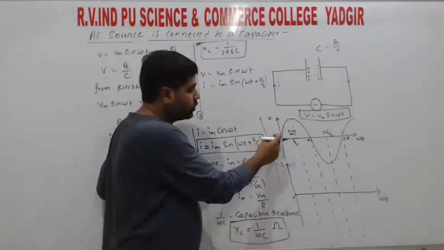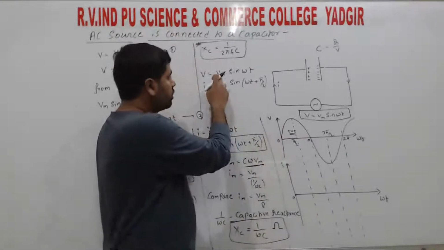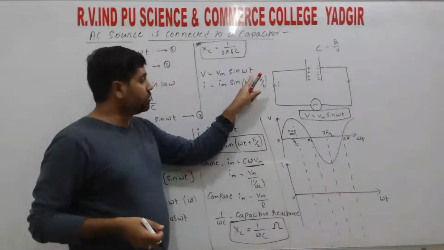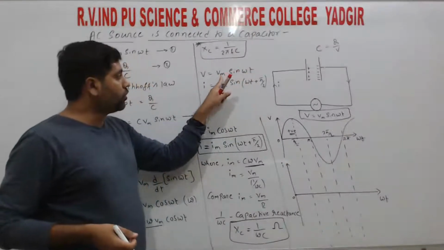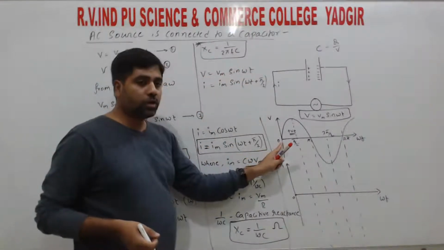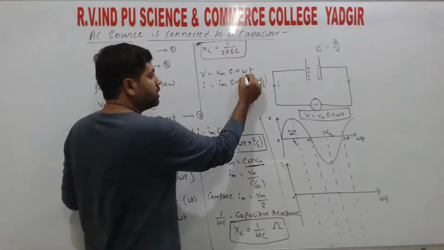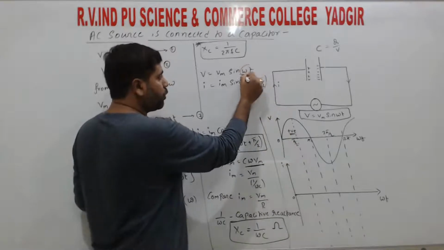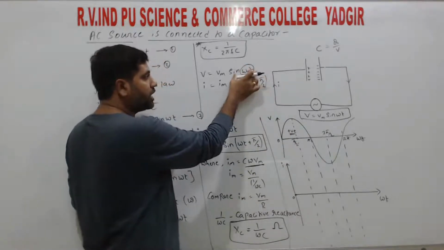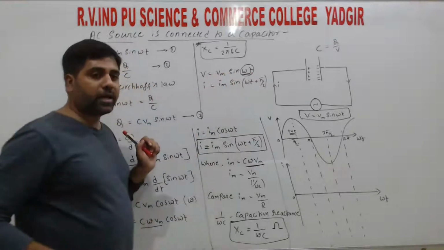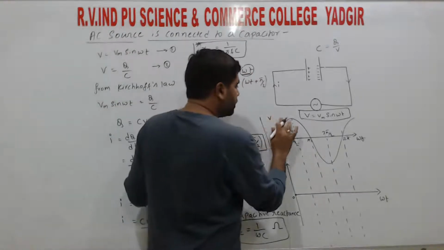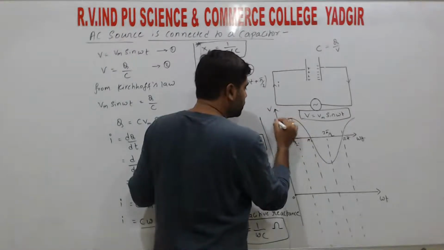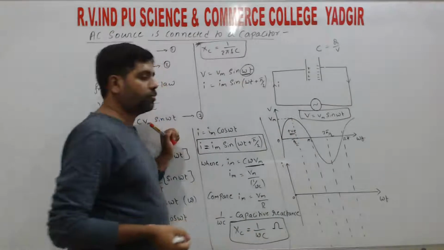Now comparing with this waveform, initially when the voltage is 0, that means omega t is 0. Omega t is 0 means sin 0 is 0, so 0 into Vm is 0. So we get V equal to 0, right? Next, when omega t is pi by 2, substituting the value we get sin 90. Sin 90 is 1, so we get 1 into Vm, which is Vm. That means we are getting the peak voltage, right? This we call the peak voltage Vm, right?